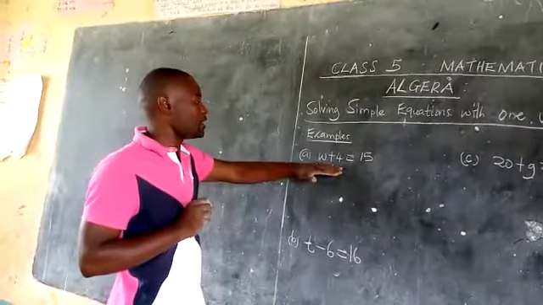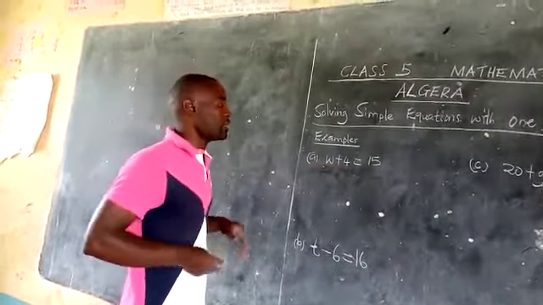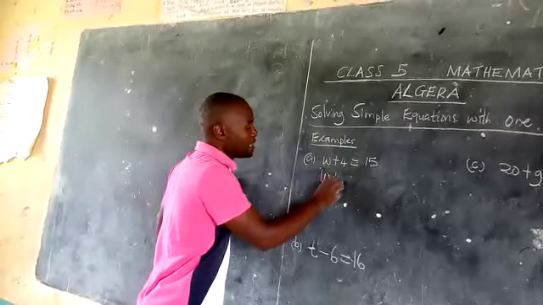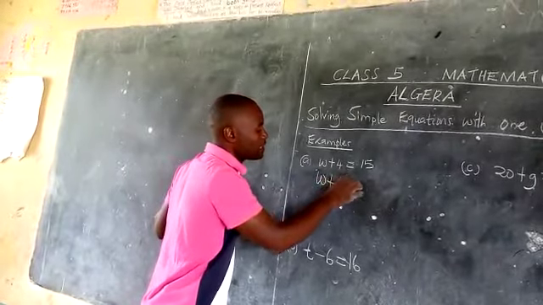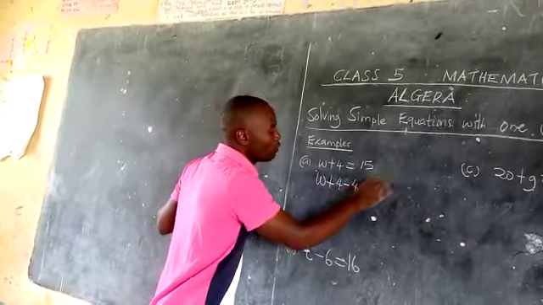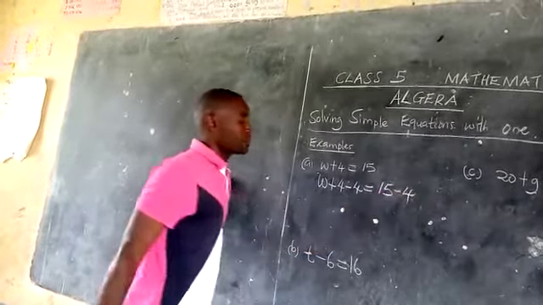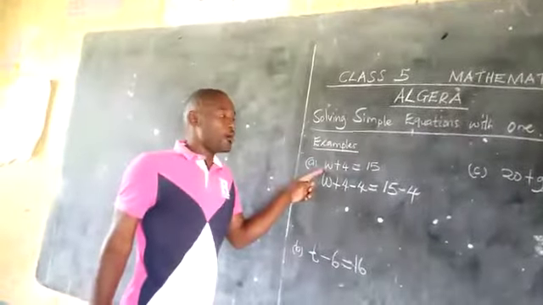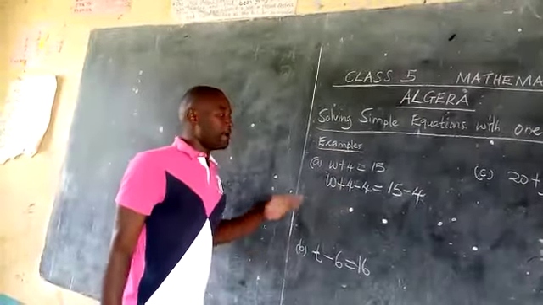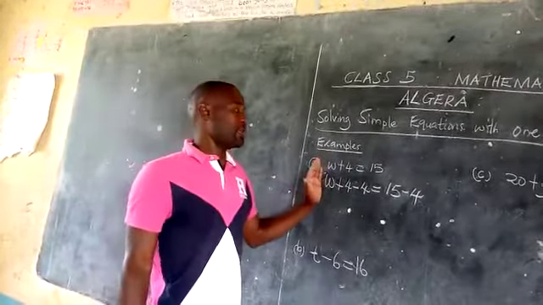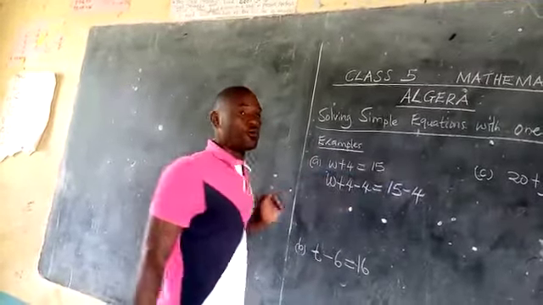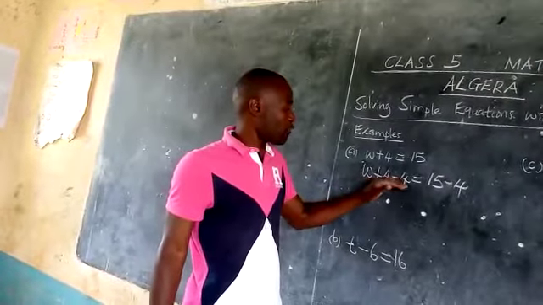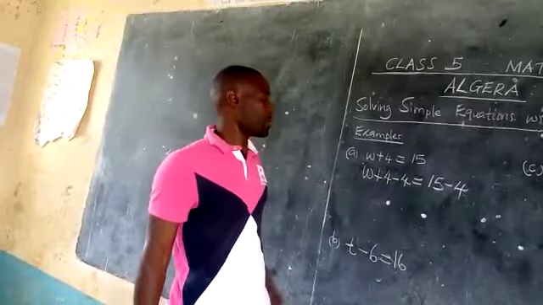Because we have an addition sign here, now we shall rewrite the equation by saying W add 4 subtract 4 is equal to 15 subtract 4. So for us to get W, we are supposed to subtract 4 both sides. Both sides, I mean the left hand side and the right hand side of the equal sign. That's why we are saying W add 4 subtract 4 is equal to 15 subtract 4.